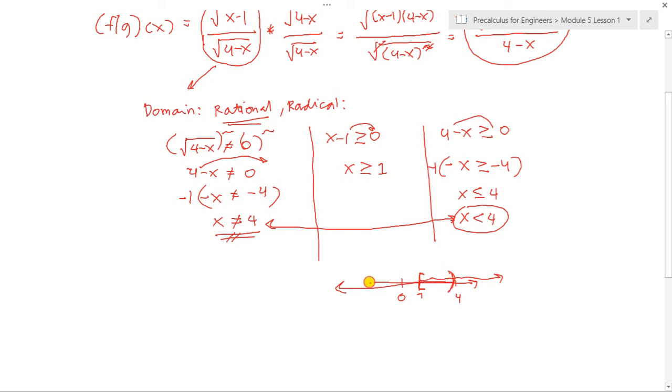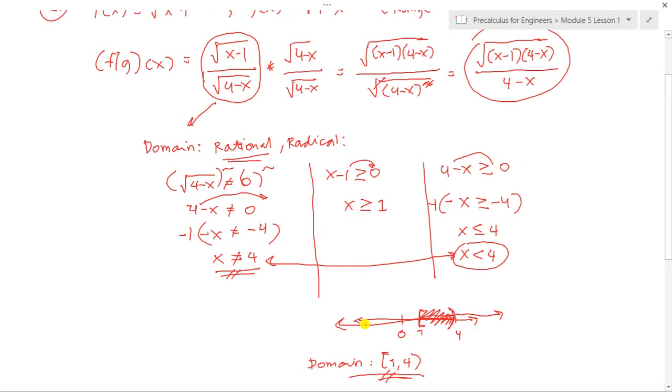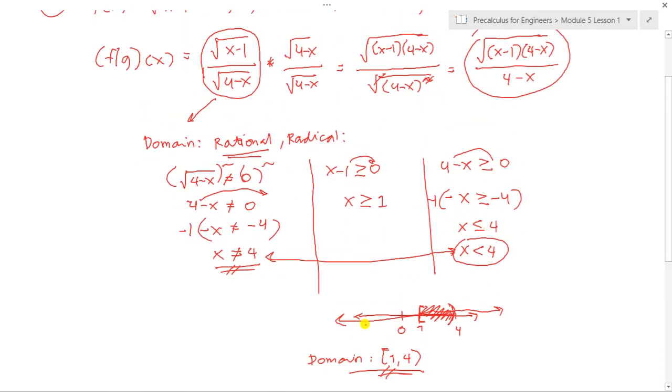parenthesis patong negative infinity. So again mo gani kaning nagsugat sila, mo gani ang ato ang domain. So domain here starts at 1 until 4, but 4 now is parenthesis since dili man included si 4 due to our rational expression.